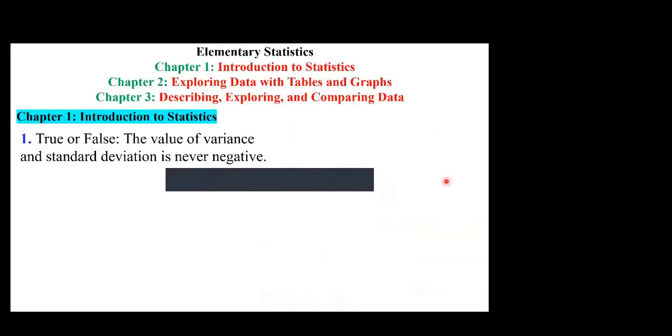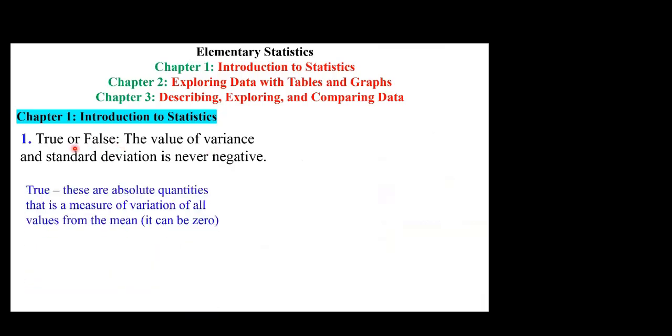The value of variance and standard deviation is never negative. Is it true or false? This is a true statement, because when we look at the concept of variance and standard deviation, these are absolute quantities that is a measure of variation of all values from the mean. It can also be zero.